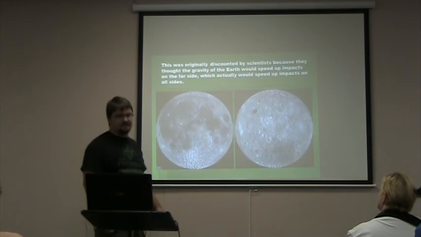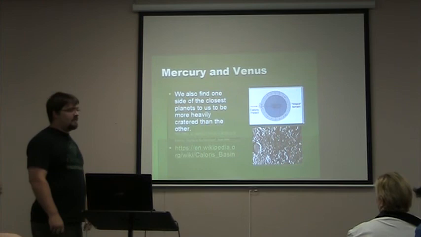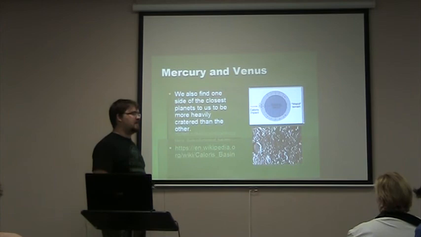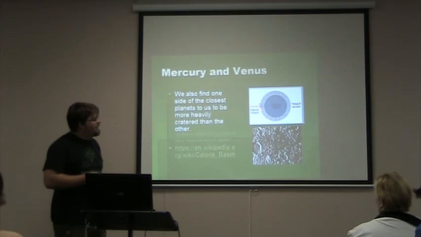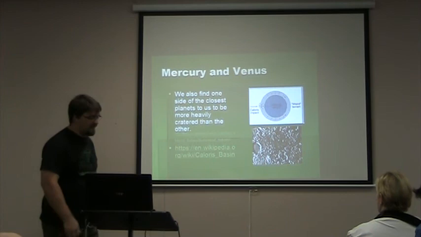Okay? Now, if that's not enough for you, we seem to find that other objects in the solar system have more and deeper meteor impacts on one side than the other. In fact, Mercury has a huge meteor impact on this side of the planet, and some scientists actually think that the impact on this side formed what they call chaotic terrain on the other side of it. There's a picture of the chaotic terrain. It's all wrinkled up.